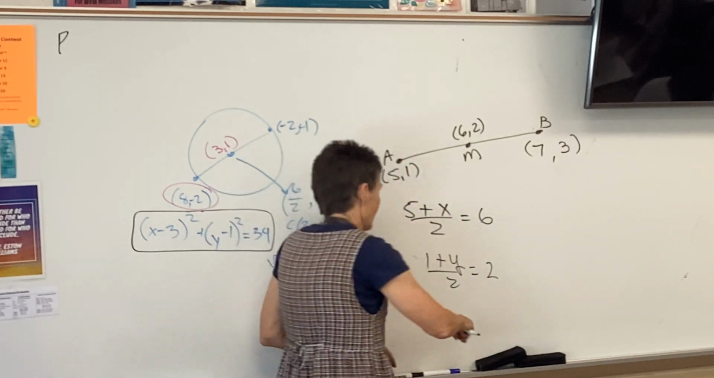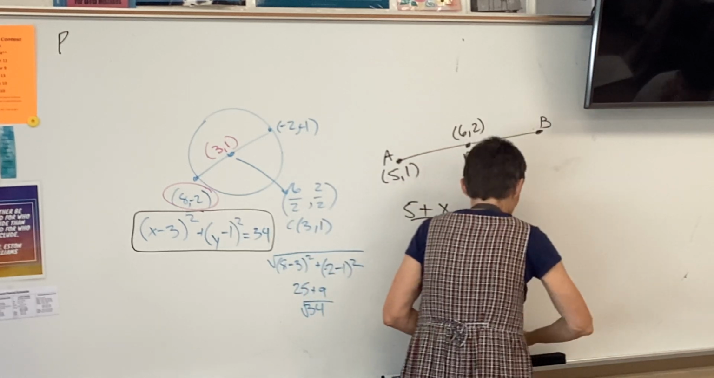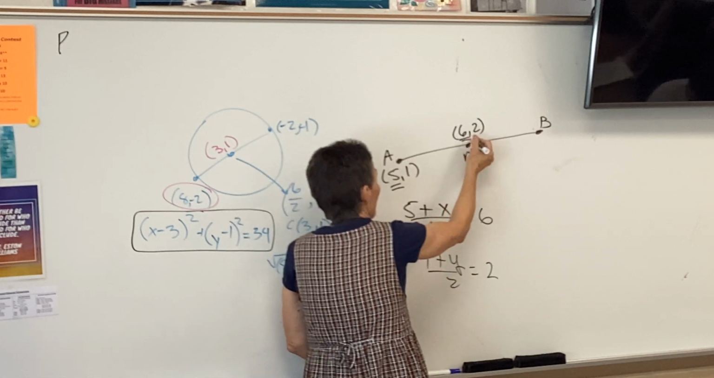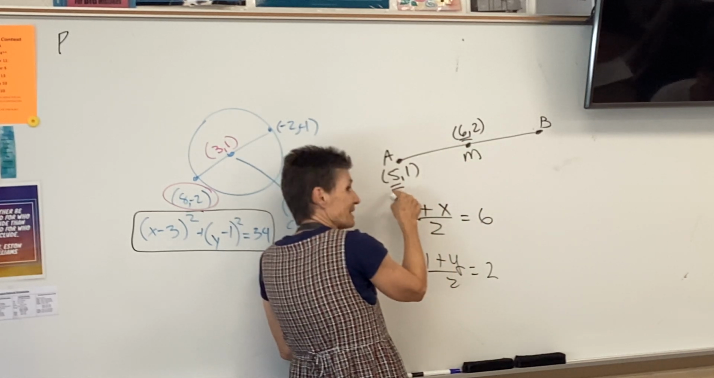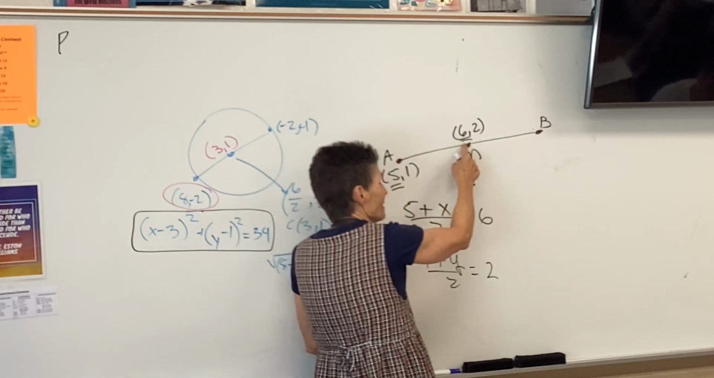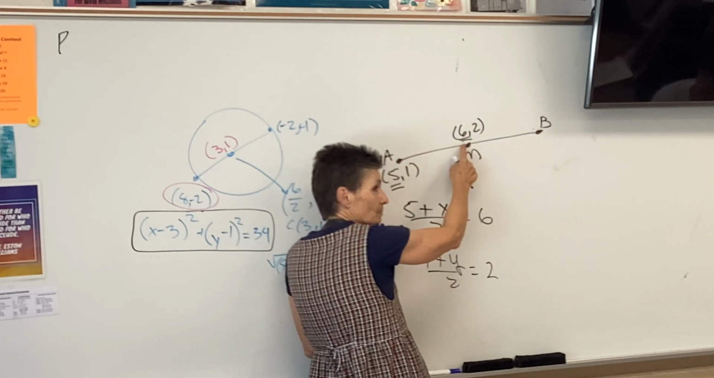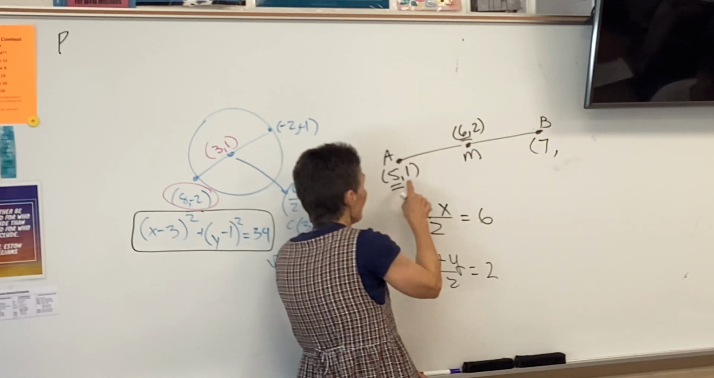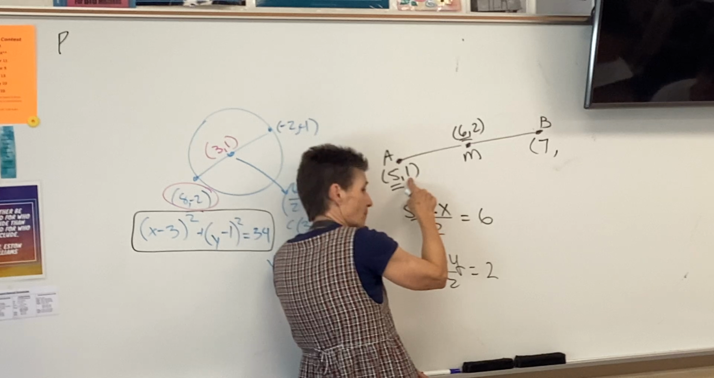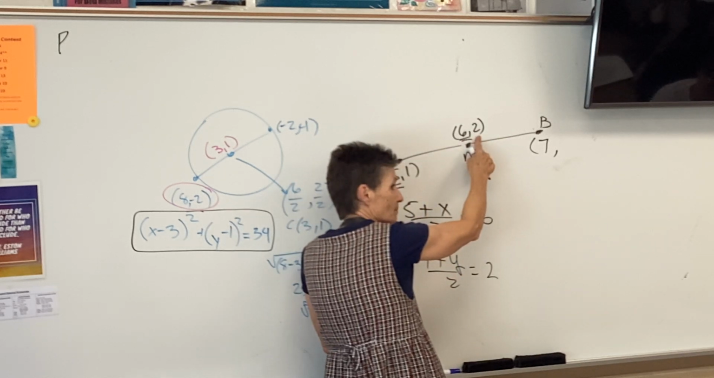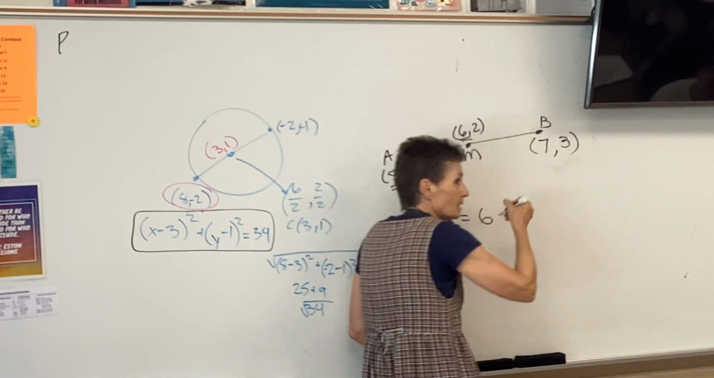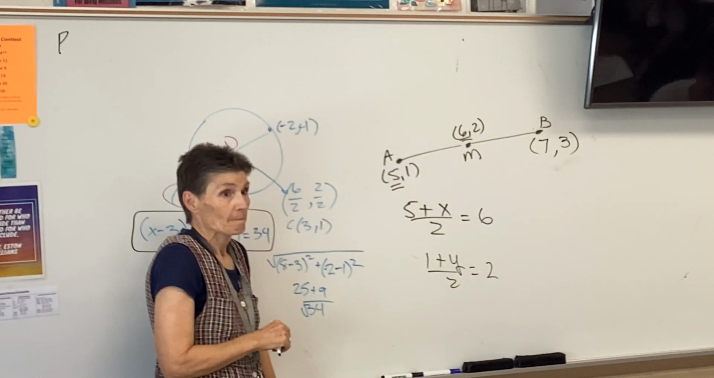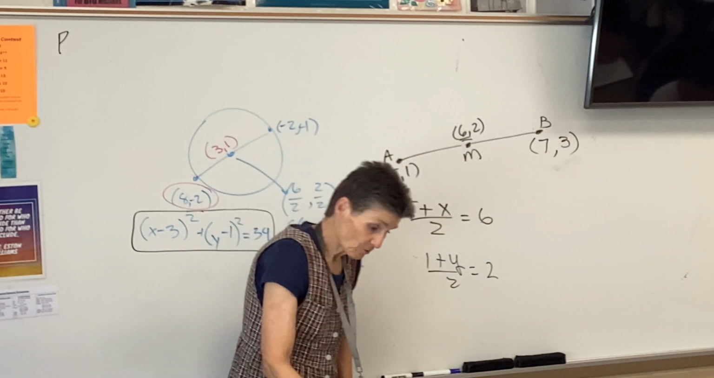Now, pretend for a second, I don't know what the answer is. This is right in the middle. How far is it from the beginning X to the middle X? How far is that? 1. So I'm gonna go another 1. How far is it from the original Y to the middle Y? I'm gonna go another 1. So you can do it that way too, just like that. Okay, all right, try B.